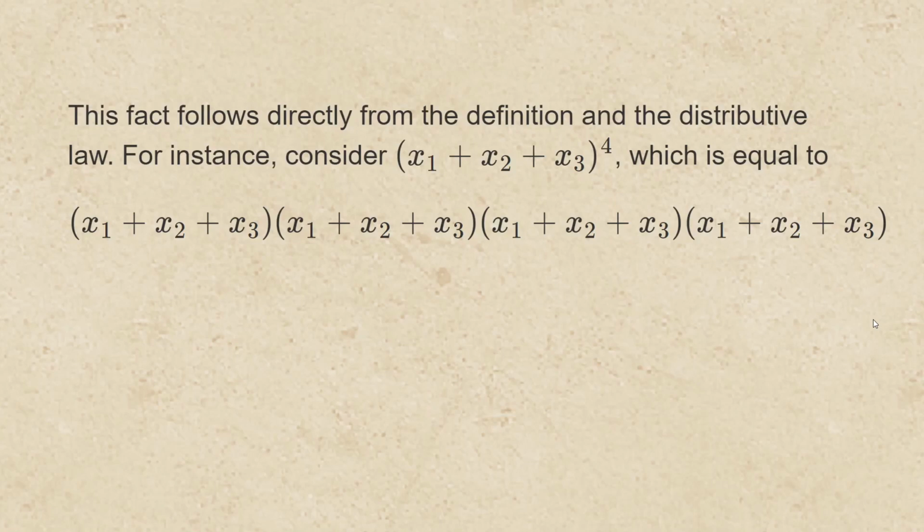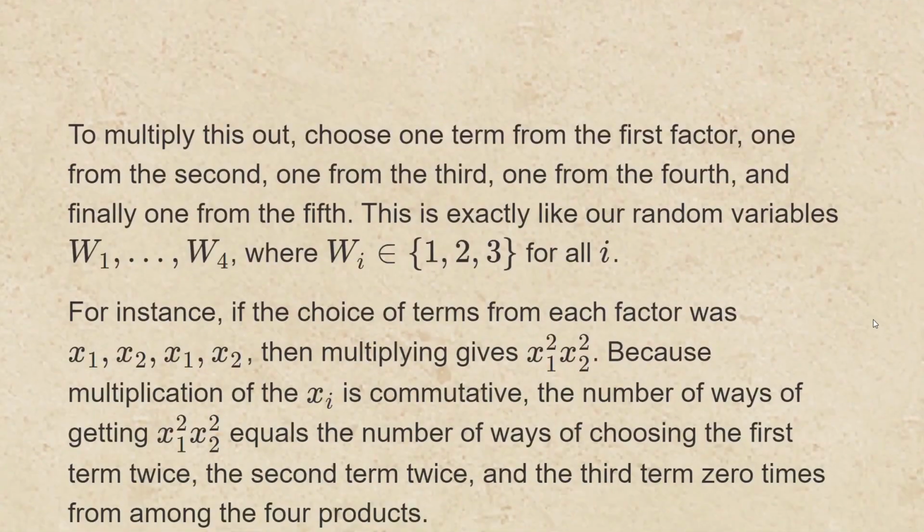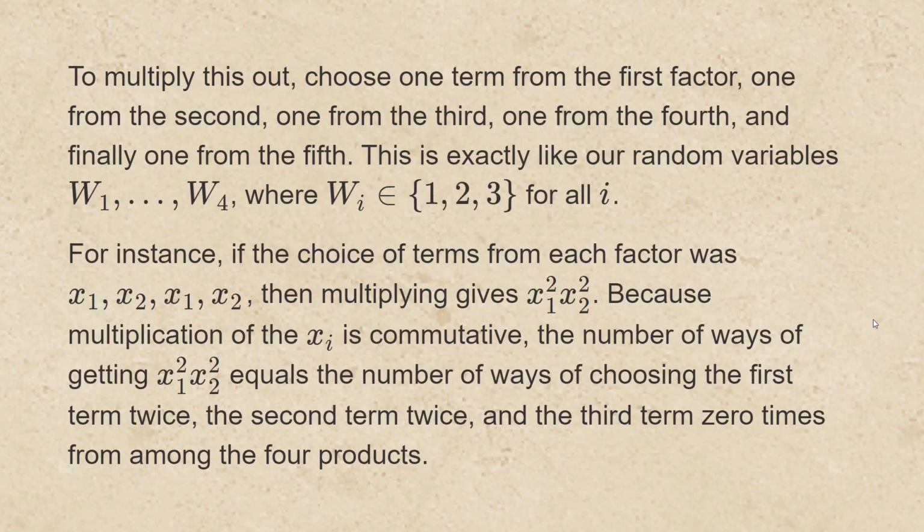For instance, if I take x sub 1 plus x sub 2 plus x sub 3 to the fourth, that is equal to x sub 1 plus x sub 2 plus x sub 3 multiplied by itself 4 times. To multiply this out, I have to choose one term from the first factor, one from the second, one from the third, and one from the fourth. And this is exactly like our random variables w sub 1 up through w sub 4, where w sub i is either 1, 2, or 3 for all i.